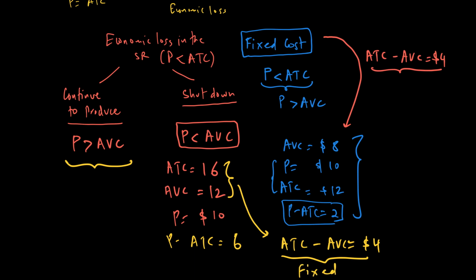So the idea is that firms can, despite making losses in the short run, continue to produce because in the short run they may be able to cover some part of their fixed cost, which is the cost they have to pay irrespective of whatever output level they produce.